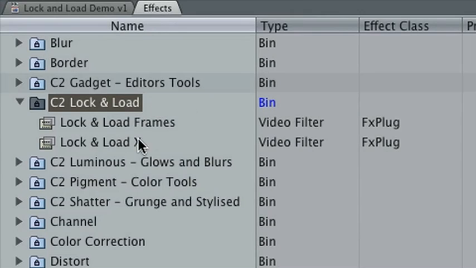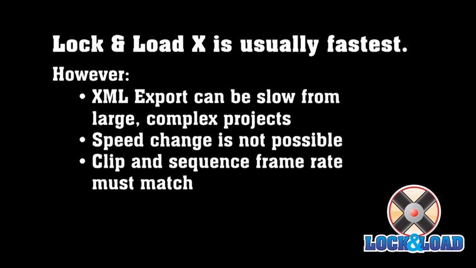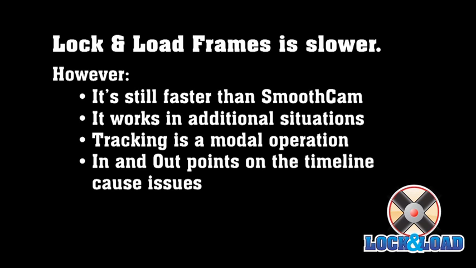As mentioned, there are two versions of Lock and Load to work around issues in Final Cut. Mostly, you should use Lock and Load X, which uses XML data to analyze the clips. Though this is usually fastest, the Final Cut Pro XML export process can take a long time for a large, complex project. It also won't work for clips with speed changes applied or a frame rate that doesn't match the sequence. In these cases, your workflow may be faster with Lock and Load frames.